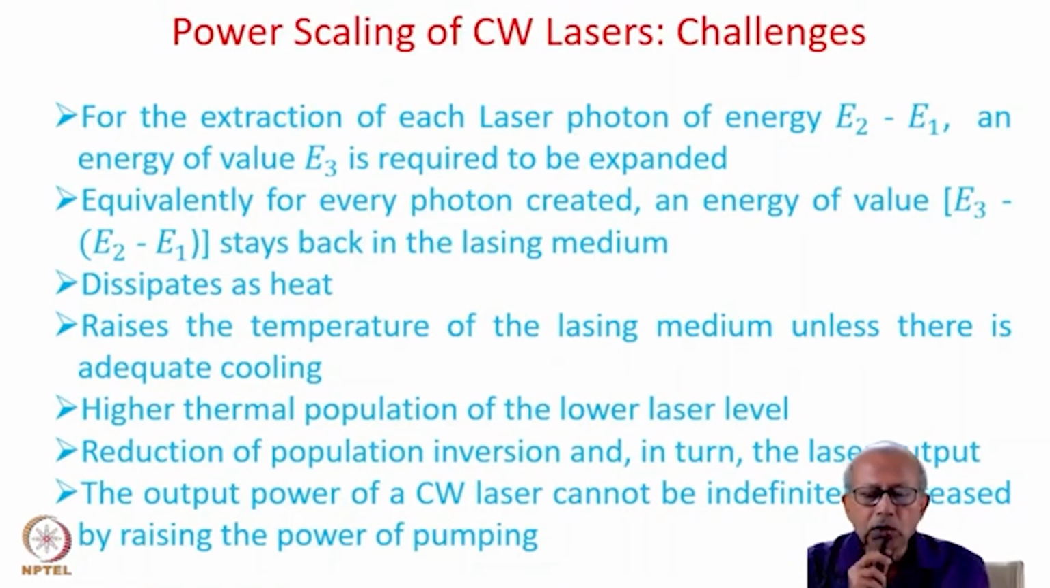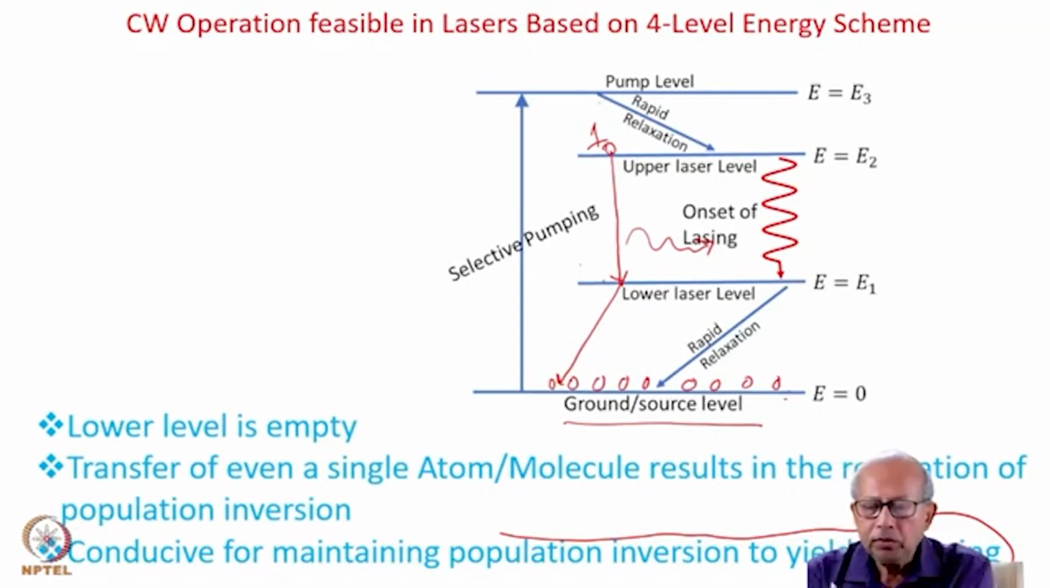Now, the question that we need to ask here: can we increase the power of such a CW laser indefinitely? Or what would be the challenges that we will have to overcome if we have to continuously increase the output power of such a CW laser? This, of course, is based on a four-level energy scheme. To understand this, let us go a bit deeper into this energy level scheme.